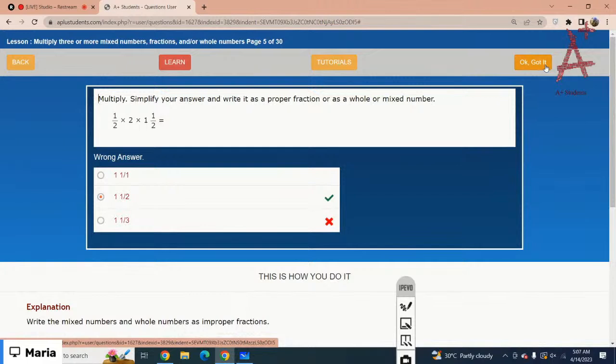1 whole 1 over 2. Yes, it is 1 whole 1 over 2. Sorry. The correct option is 1 whole 1 over 2.